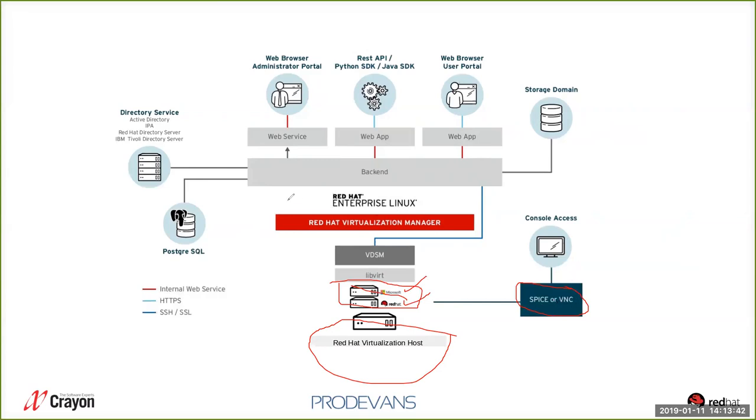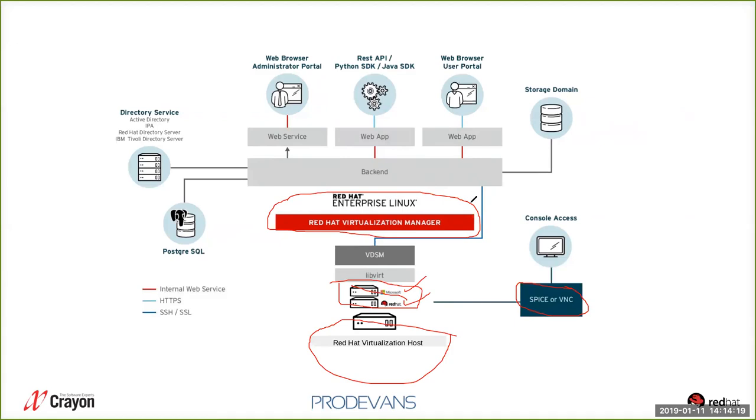Here you can see the manager, Red Hat Virtualization Manager. What does this manager do? The manager has a management console where the admin can see the complete infrastructure and all the running VMs. He can manage storage, he can manage VMs, he can destroy VMs, he can edit them, and he can provision VMs. So these things will be available in Virtualization Manager.